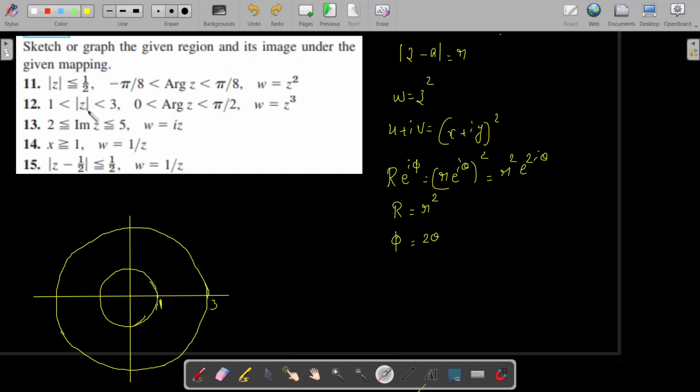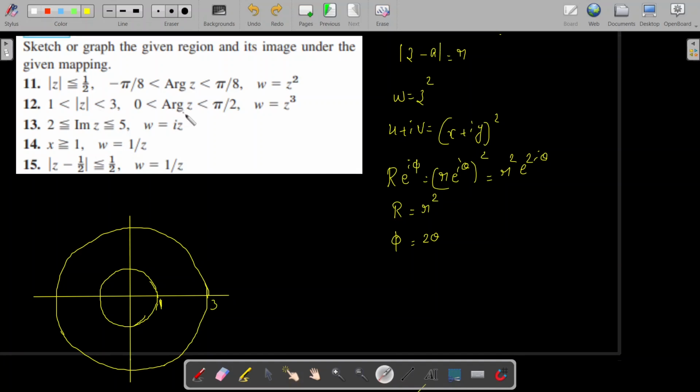Given region is, when you consider mod z less than 3, it is the interior of the circle with center 0 and radius 3. So this is a circle mod z equal to 3 with center 0 and radius 3, and we are considering the interior of this circle. And in this part you have mod z greater than 1. That is, we have another circle with center 0 and radius 1, and we are considering the exterior of this circle. Okay, so actually this is the region we are considering: 1 less than mod z less than 3.